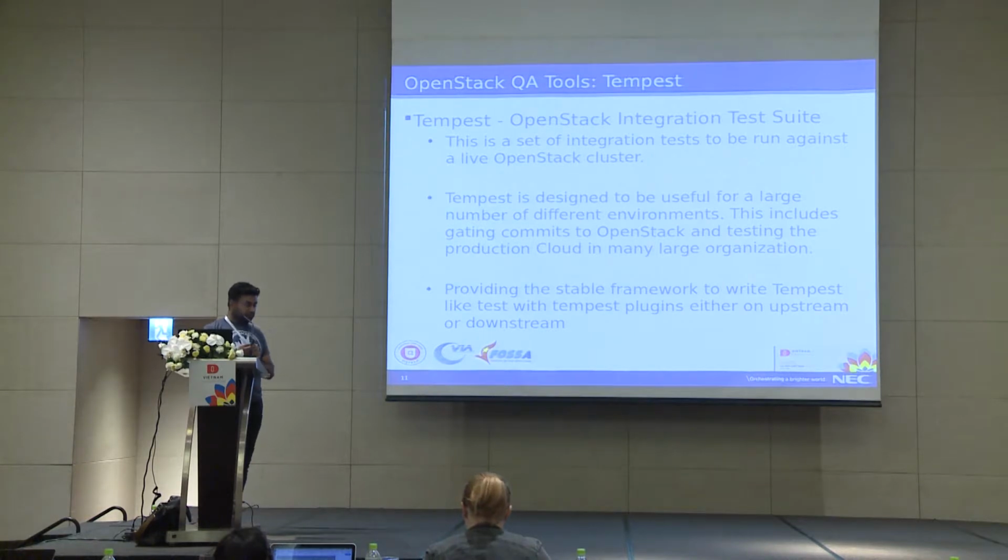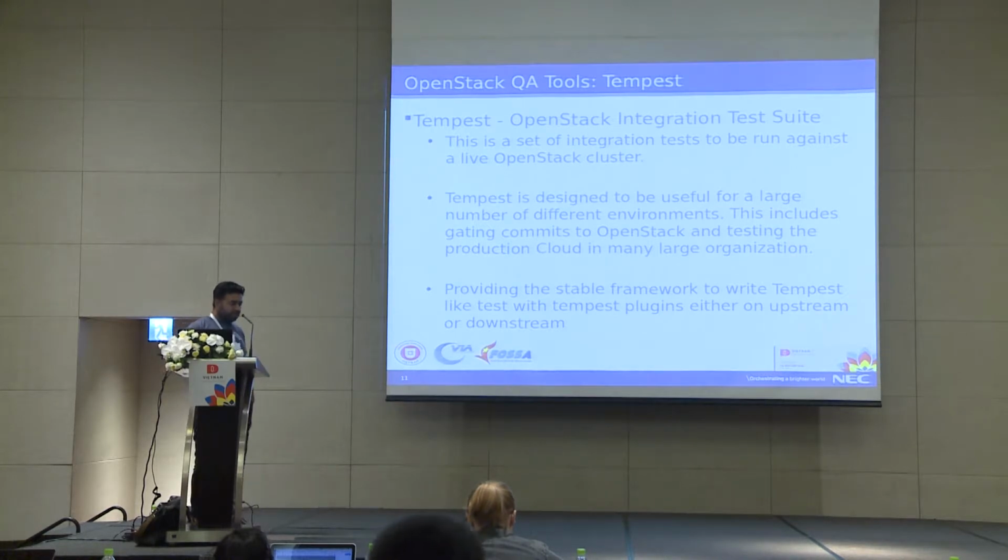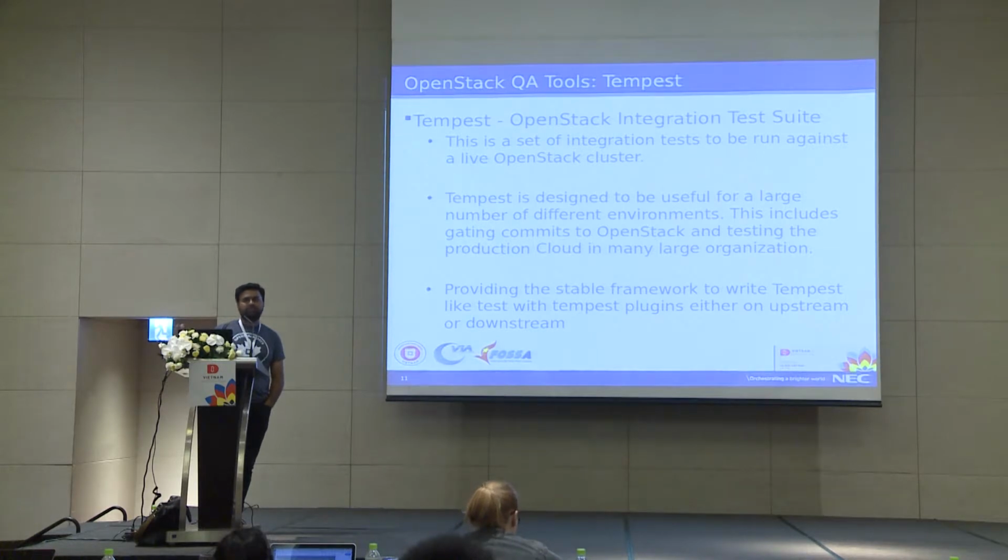AT&T uses a very wide range of test cases in Tempest, and there are a lot of other companies using it in their production cloud. It also provides a framework for writing Tempest-like tests. If you have other services or downstream scenarios, you can write the test in Tempest, or if not, you can write a plugin. If it is very common testing, you can make it upstream under the QA. If it is very specific to your production cloud, you can keep a downstream plugin for that.